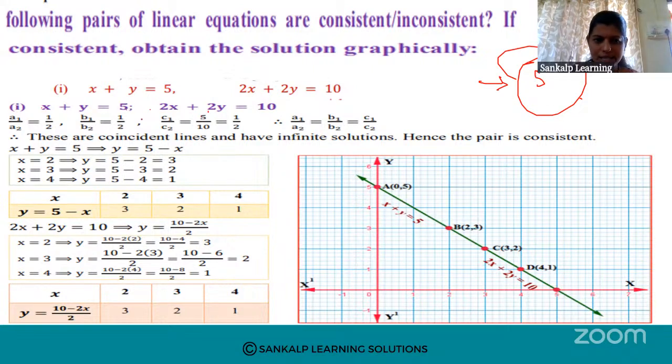Here a1 is equal to a2, and a1 divided by a2 is equal to b1 divided by b2 is equal to c1 divided by c2. That means all the ratios are equal here. When you get equal ratios, when two lines are coincident or dependent, that time also the pair is consistent only, but we will call it as dependent.